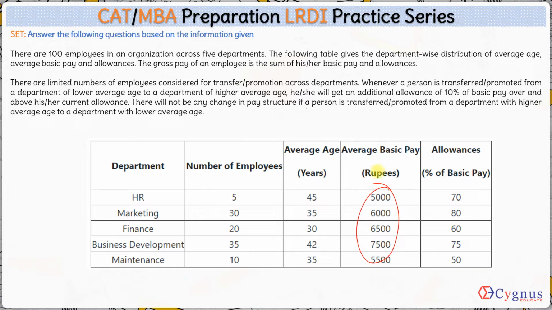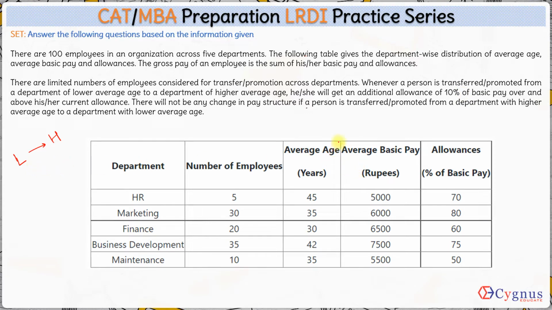This is the basic pay and this is the allowance, the percentage allowance that a person gets based on his or her basic pay. Okay, fine. There are a limited number of employees considered for transfer or promotion across departments. Whenever a person is transferred or promoted from a department of lower age to a department of higher age, he or she will get an additional allowance of 10% of basic pay.